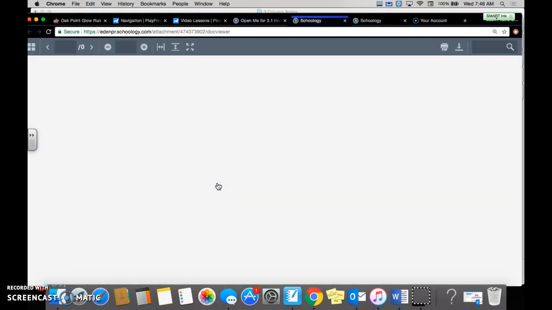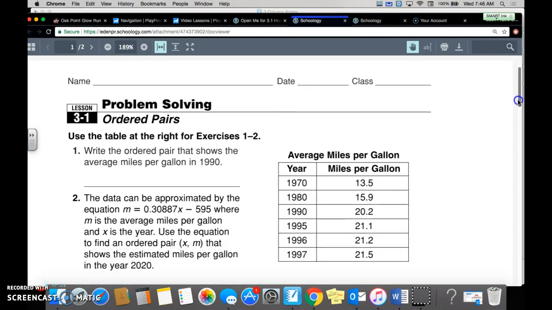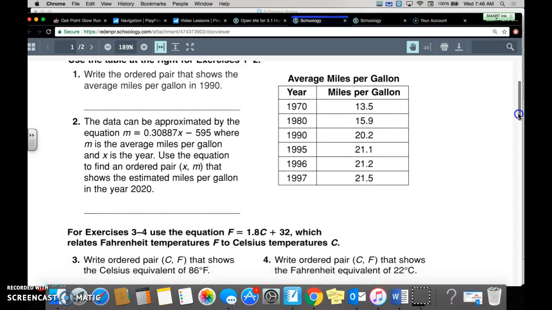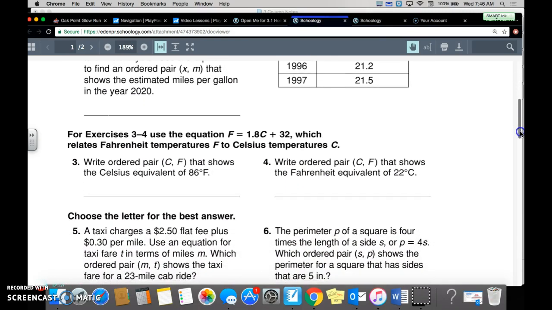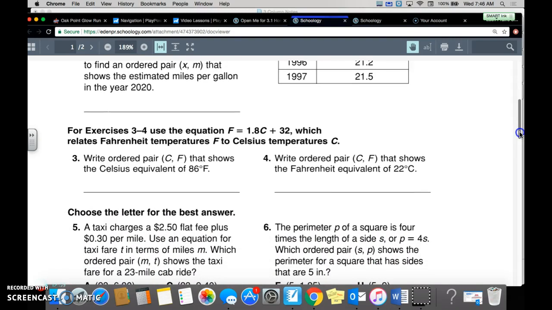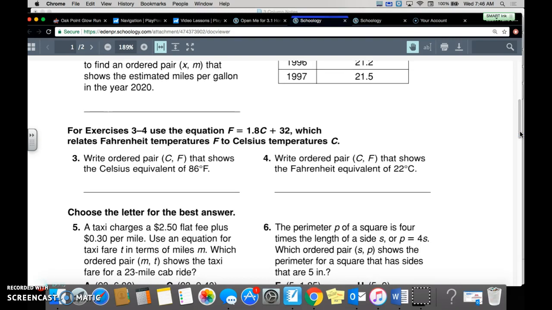and then you are going to do problem solving. So you're going to do 2 different sheets here, 2 different parts. In the problem solving, you are going to do 1, write the ordered pair. 2, answer the question. 3, write the ordered pair using the equation above. And 4, write the ordered pair using the equation above. I believe you have to show work on number 4.